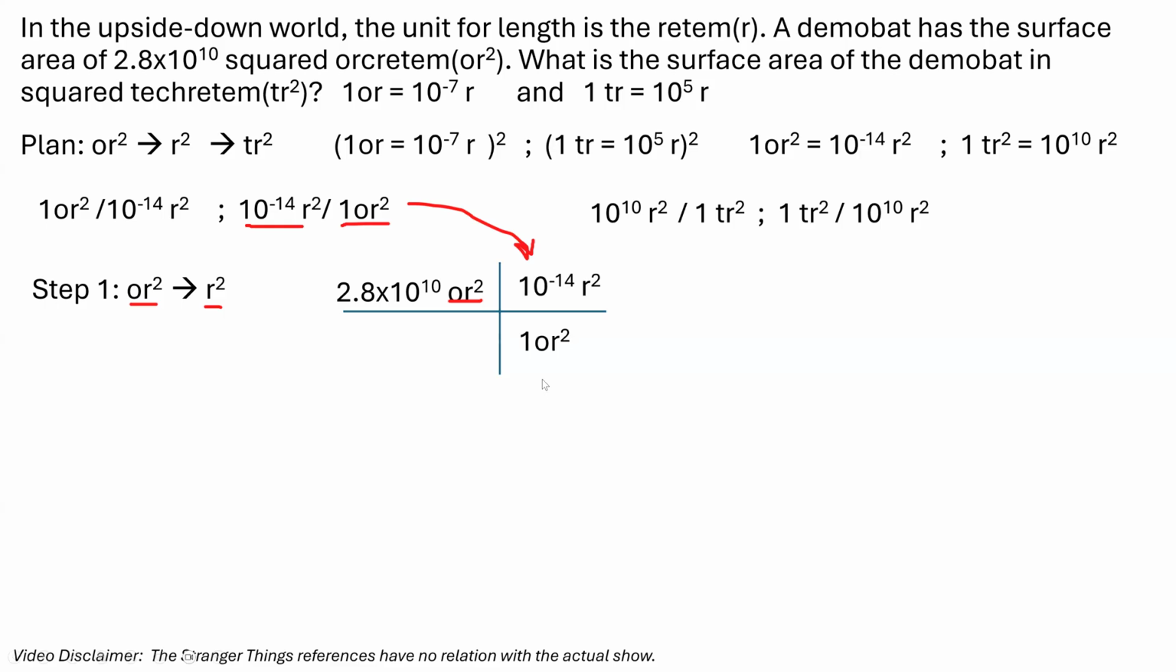And the reason we do this is so that now the orc rectum squared units cancel out. And remember, when we multiply two numbers, we add the exponents to get the resulting power. So it's 2.8 times 10 to the negative 4 rectum squared. So we're going to take this number here and use it in step 2.